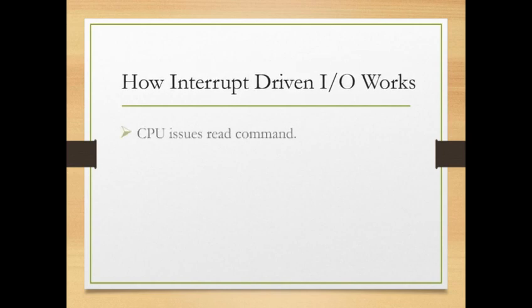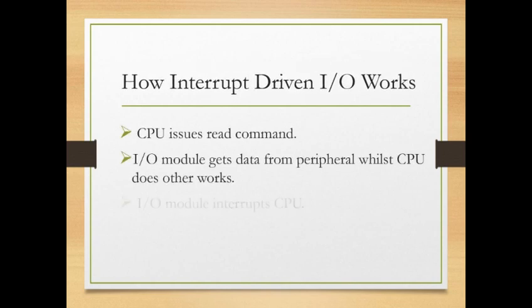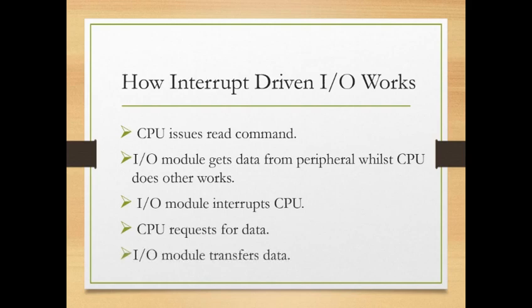In this slide, we will see how interrupt driven input output works. The CPU issues a read command to the input output module. The input output module gets data from the peripheral while the CPU does other work. When the work is done, the input output module sends an interrupt to the CPU. After that, the CPU requests the data from the input output device, and the input output module then sends the data to the CPU.